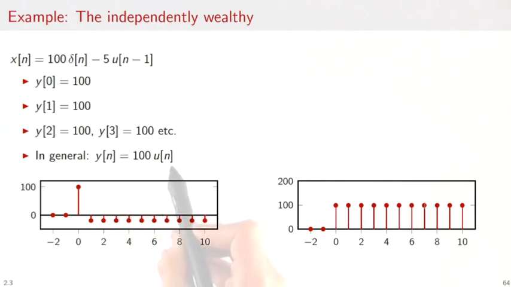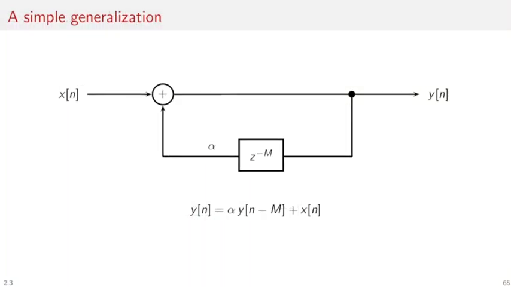We can now generalize this a little bit. We put a delay by capital M, and we put a factor alpha. So y[n] is equal to alpha times y[n minus capital M] plus the input x[n]. We are engineers, so we like to choose alpha smaller or equal to 1. This is quite different from economists. We had just seen the previous examples where alpha was 1.05.